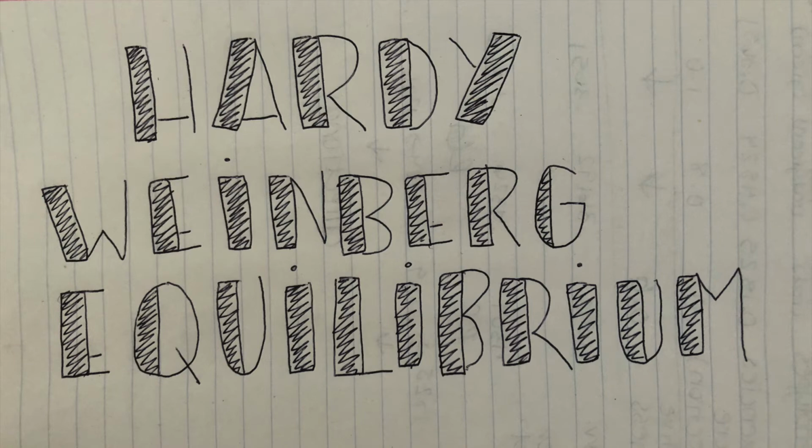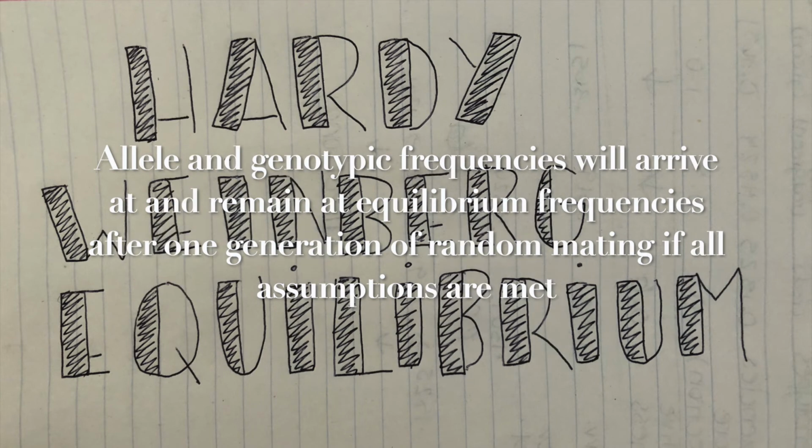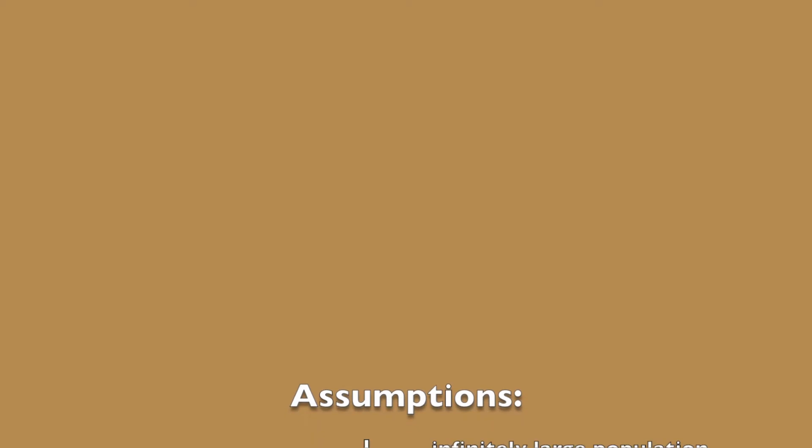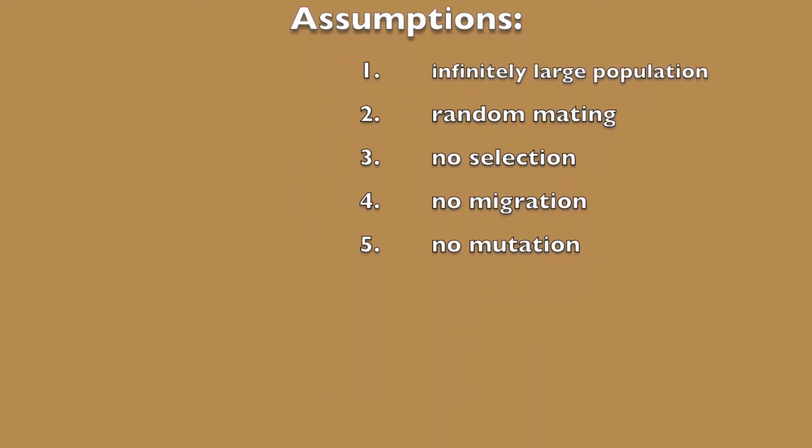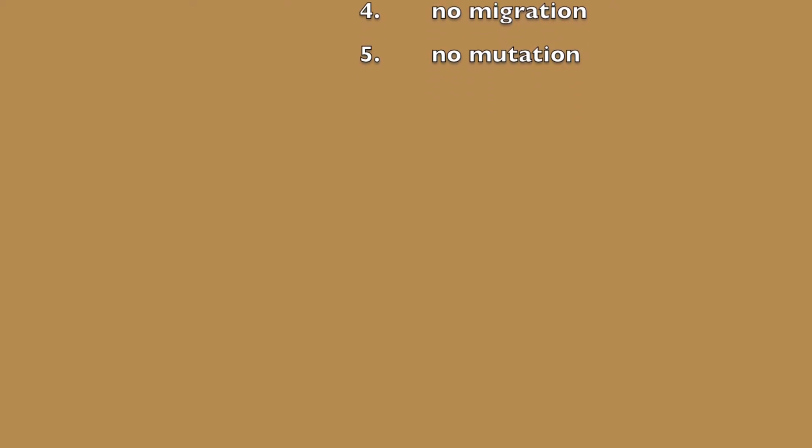Today in my genetics lab, we will be discussing Hardy-Weinberg equilibrium. Hardy-Weinberg equilibrium is when allele and genotypic frequencies will arrive at and remain at equilibrium frequencies after one generation of random mating if all assumptions are met. The assumptions a population must meet are as follows. There must be an infinitely large population, random mating, no selection, no migration, and no mutation.